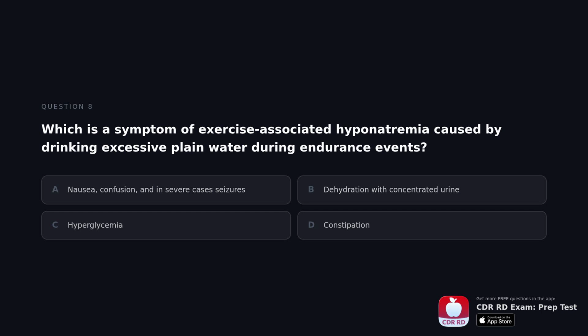Which is a symptom of exercise-associated hyponatremia caused by drinking excessive plain water during endurance events? A. Nausea, confusion, and in severe cases seizures. B. Dehydration with concentrated urine. C. Hyperglycemia. D. Constipation.